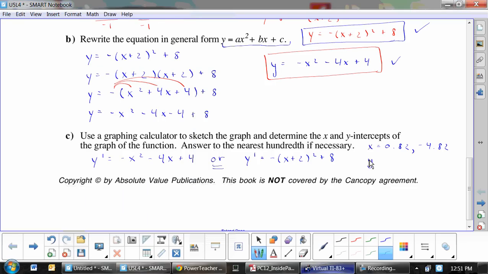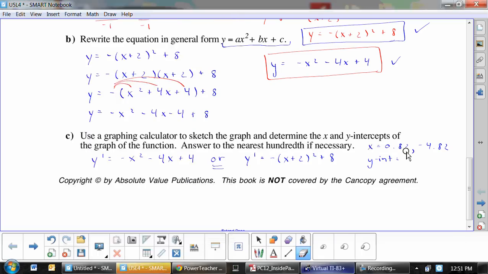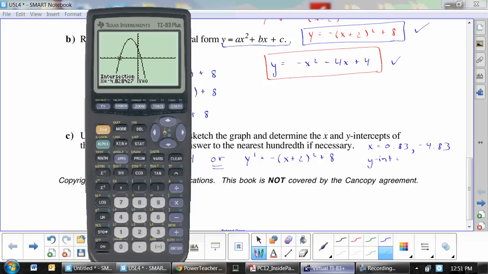And then to find the y-intercept, yeah, so you're right, Kelsey, they said to the nearest hundredth, so you would round it to 0.83. Okay. So to find the y-intercept in our calculator, you go second trace, 1 for value, and then x is equal to 0. And we find that the y-intercept is 4.